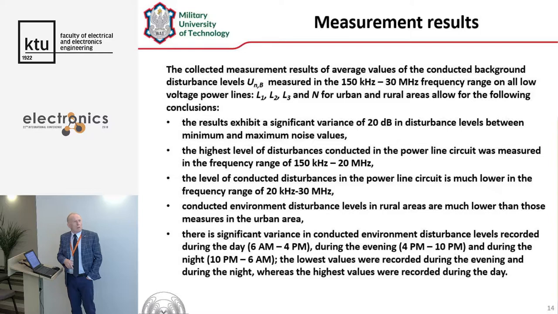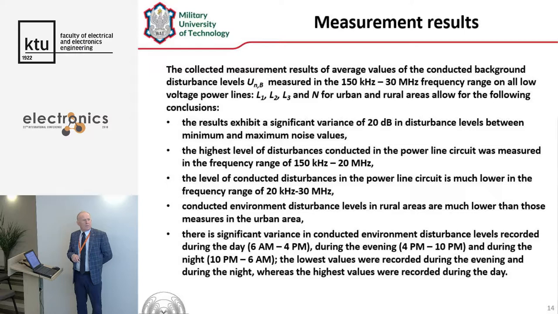The conclusion from the measurement results. The collected measurement results of average values of the conducted background disturbance levels measured in this frequency bandwidth and on all low voltage power lines and neutral lines for urban and rural areas allow for the following conclusions. The results exhibit a significant variance of 20 dB in disturbance levels between the minimum and maximum disturbance levels. The highest level of disturbance conducted in the power line circuit was measured in the frequency bandwidth from 150 kHz to 20 MHz, the highest level.